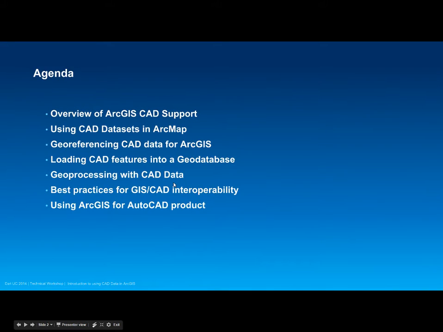So we'll look at an overview of ArcGIS CAD support. We'll also explore CAD data in general. We'll look at using CAD data sets in ArcMap. We'll look at georeferencing CAD data, loading CAD data sets and features into a geodatabase, some of the geoprocessing tools available for CAD data, some best practices for GIS and CAD interoperability, and also using ArcGIS for the AutoCAD product.